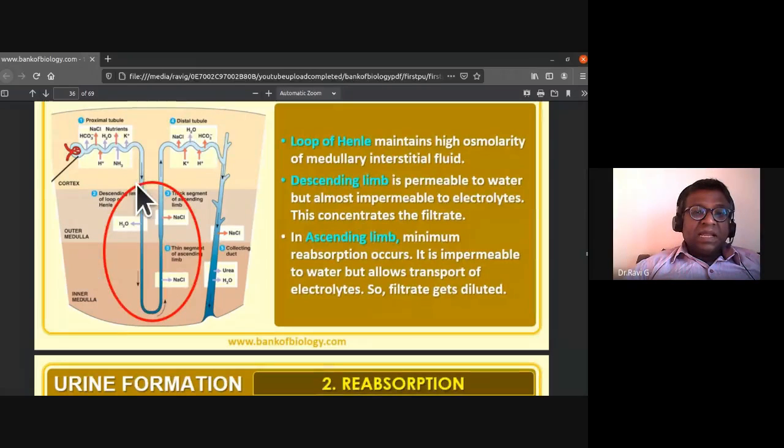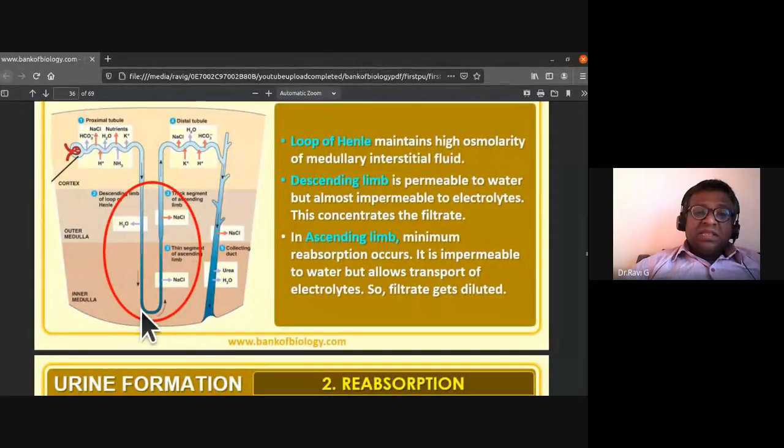The descending limb is permeable to water but almost impermeable to electrolytes. They allow the exit of water, but not electrolytes, and that leads to concentration of the filtrate. The glomerular filtrate is also called primary urine, so remember that part too.